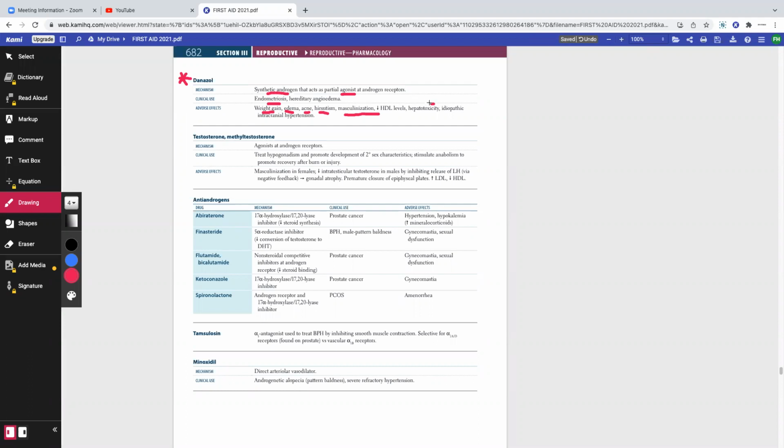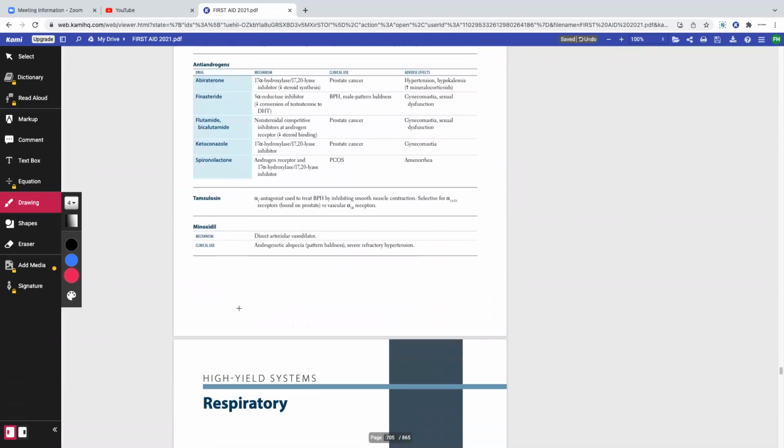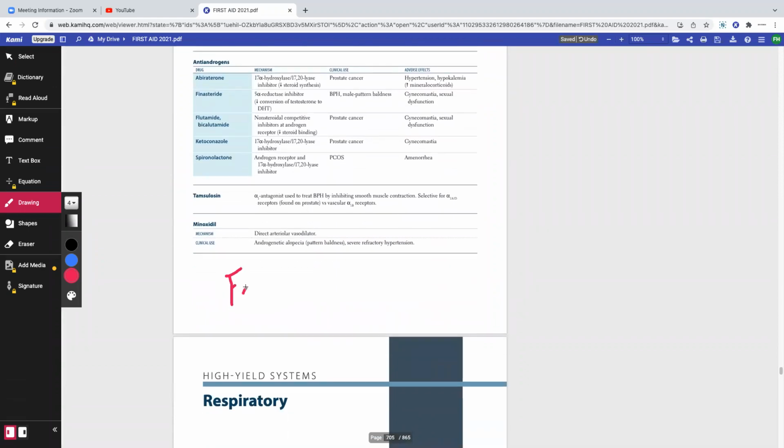Another thing is that danazol can cause hepatotoxicity. Why? Because all the androgens in the body are broken down in the liver. So a high amount of danazol can cause hepatotoxicity. Another thing, please remember, do you guys remember female toad? Female toad, T-O-A-D. When do we use this mnemonic, female toad?